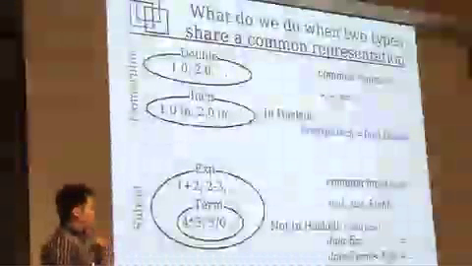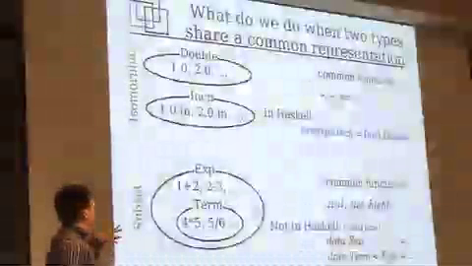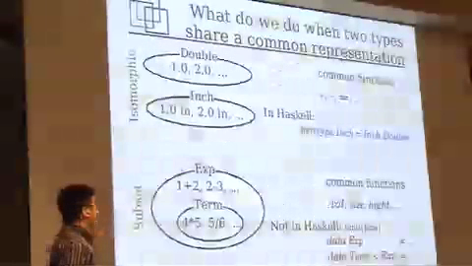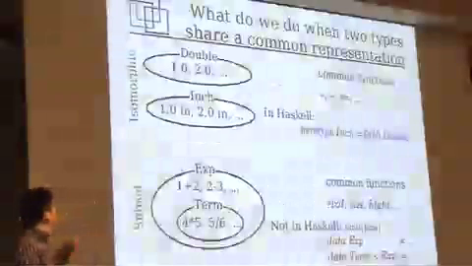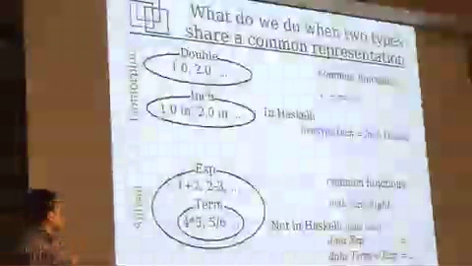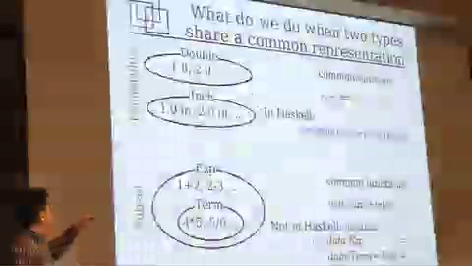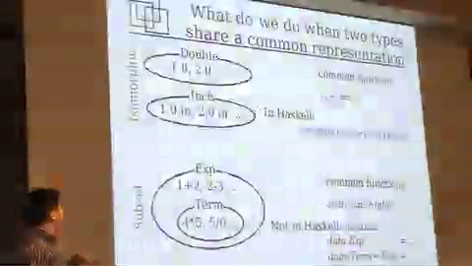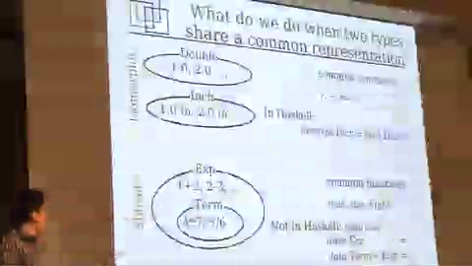So let's think about what we usually do in Haskell when we have two types that share a common representation. For example, we often have isomorphic types. We want to define Inch, which really shares its representation with Double. We can do it with a newtype like that.